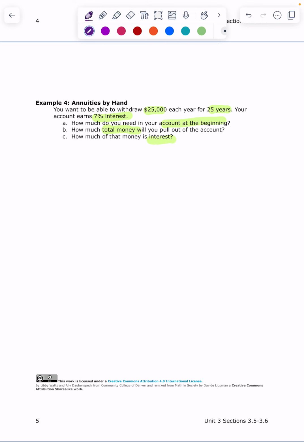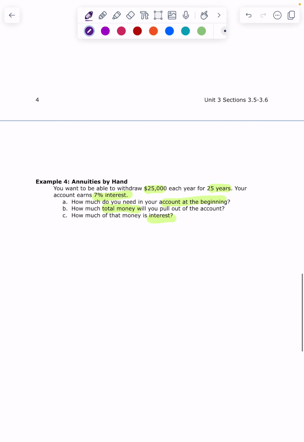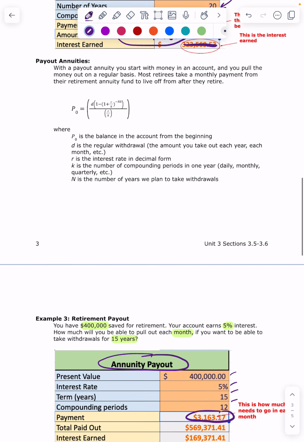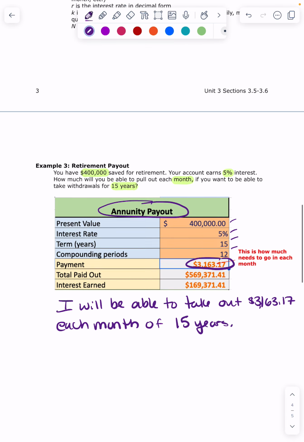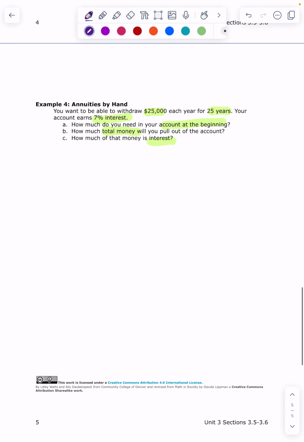Okay, so this is the savings annuity formula. No, it's not, sorry. We're pulling money out each year. So this is the, let me go back to it, the payout annuity formula. So we're using this guy. Right? Hopefully that makes sense because it says you want to be able to withdraw. The other two deal with putting money in, not taking money out.